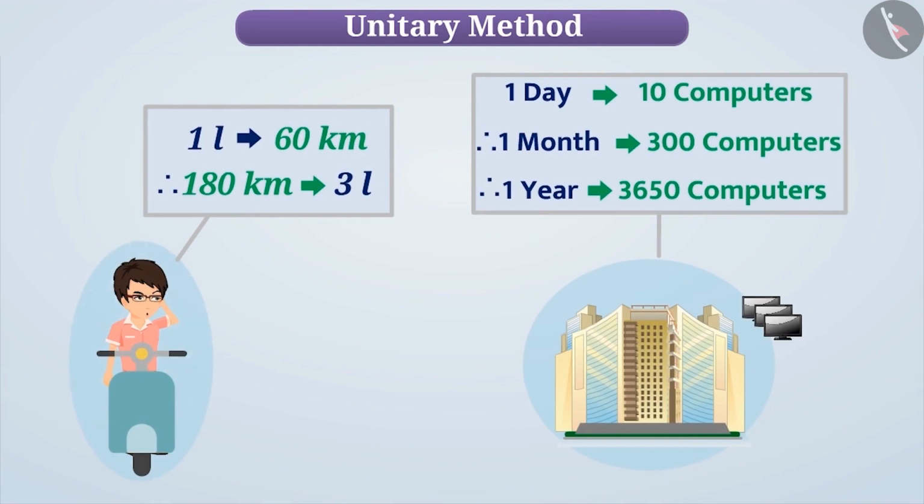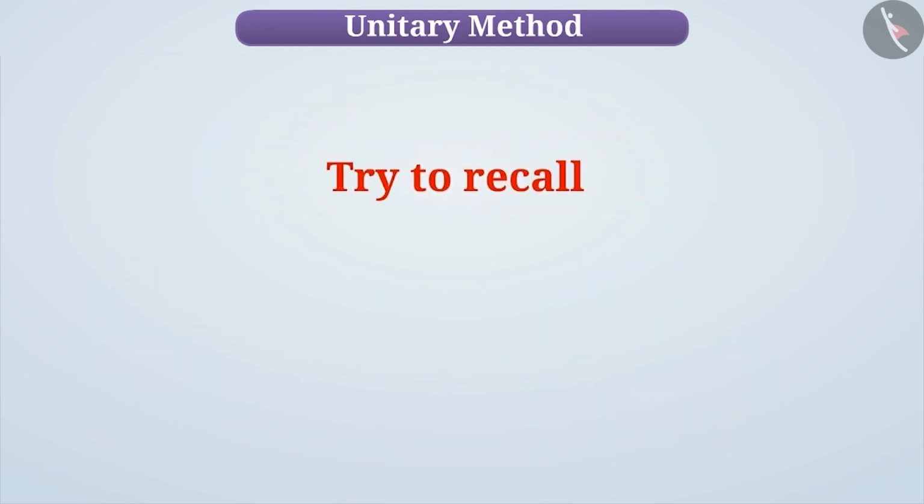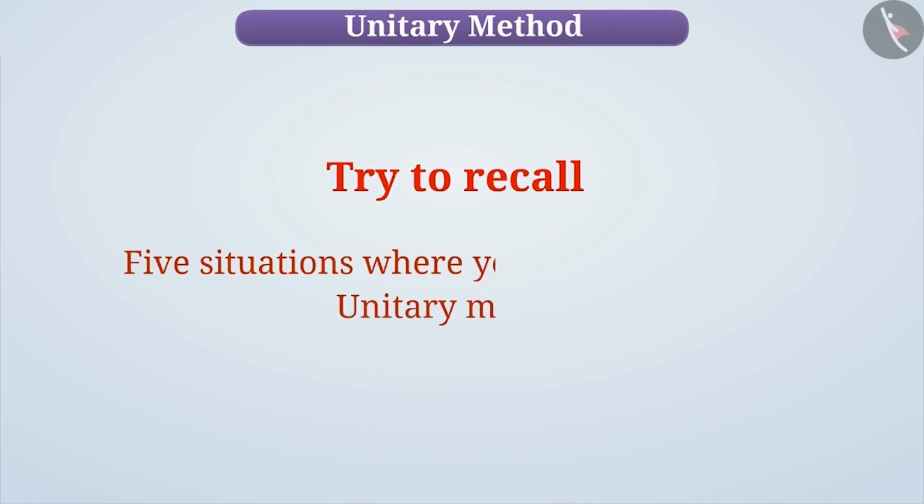Drivers find out the mileage of their vehicle based on distance traveled in 1 liter of petrol. Based on this, they find out the amount of petrol that is required to cover the desired distance. Depending on the number of units a company makes in one day, one can calculate the total number of its produce in a month or a year. Try to recall 5 such situations where you would use the unitary method.